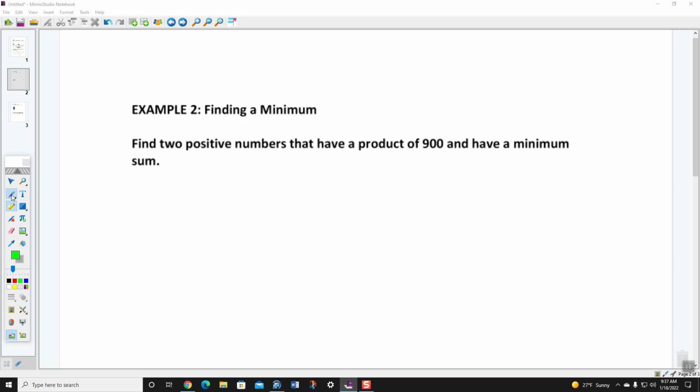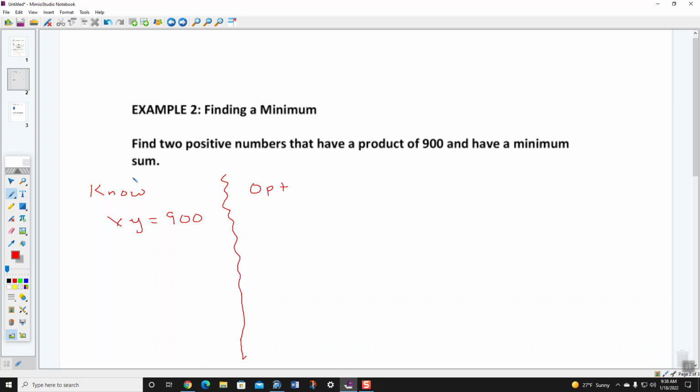Okay? Guys, what's the first thing we know here? We know that two positive numbers have a product of 900, so x times y has to equal 900. Okay? Now, this is what I like to write in the next column. In this case we're trying to find a minimum, right? Yeah. I always just put up here, what are we trying to optimize?